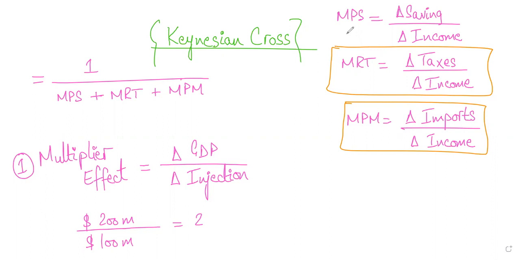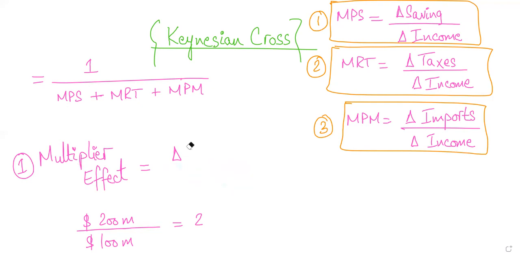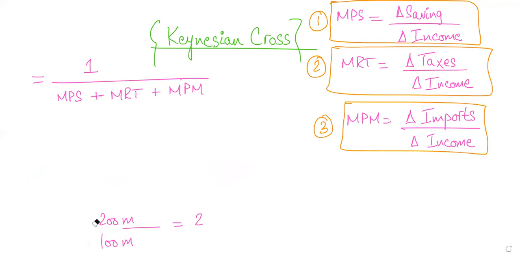Right. So these are the three possible leakages that can take place in an economy: marginal propensity to save, marginal rate of taxation, and marginal propensity to import. Now let's do an example. I think the first formula is pretty simple and obvious: change in GDP divided by change in injection. But the second one is causing some confusion. So let's do some mathematical example so that we get more clear on this. Right. So have a look at this.